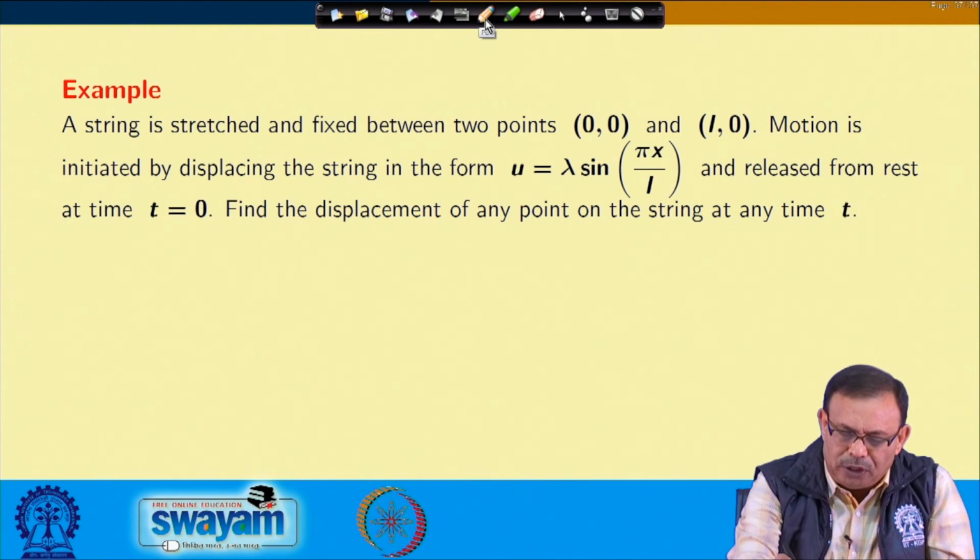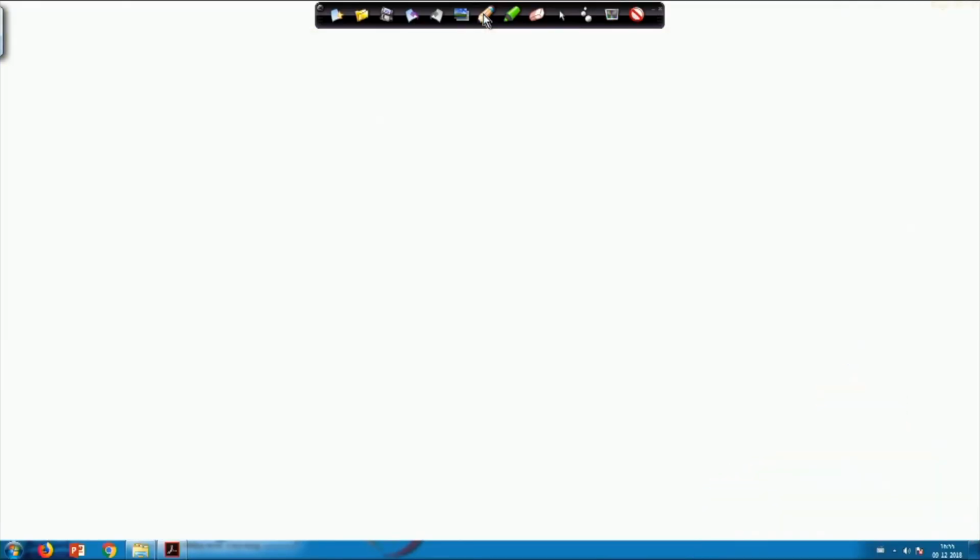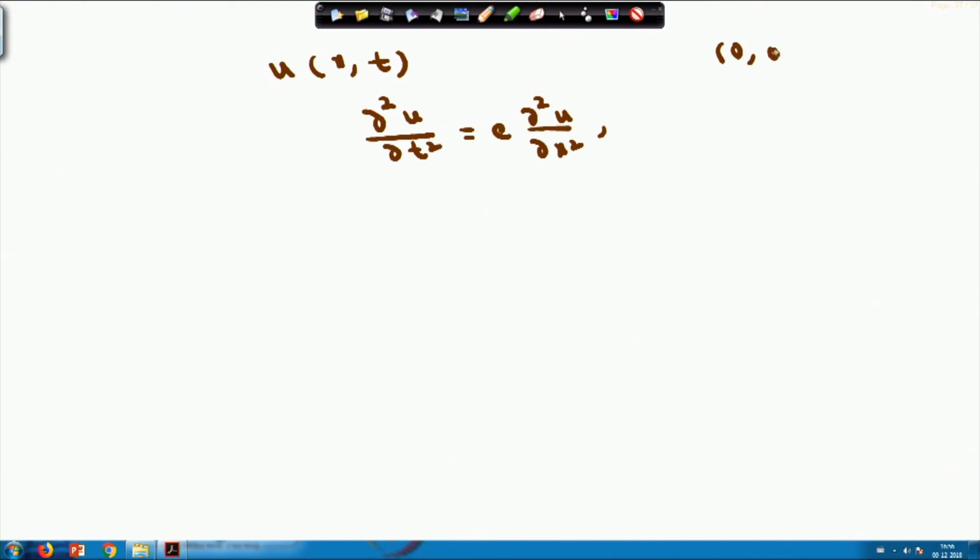To formulate the problem, the displacement which I can assume as u x t is the displacement of the string, which is governed by the equation we have discussed earlier, del 2 u del t square equals c square del 2 u del x square, where the fixed points, as told, are from 0, 0 to L, 0.